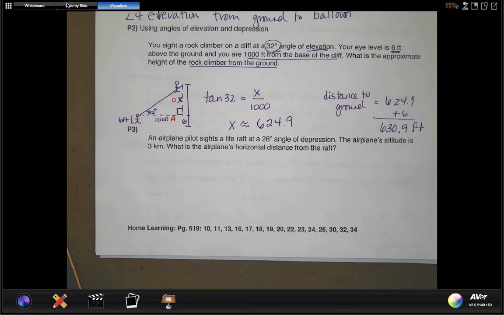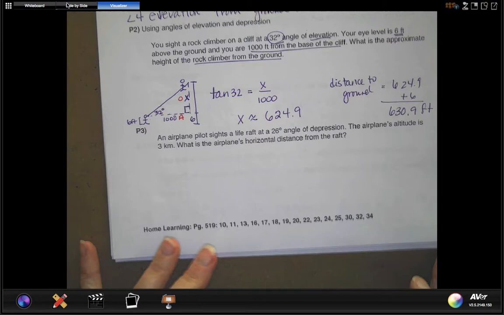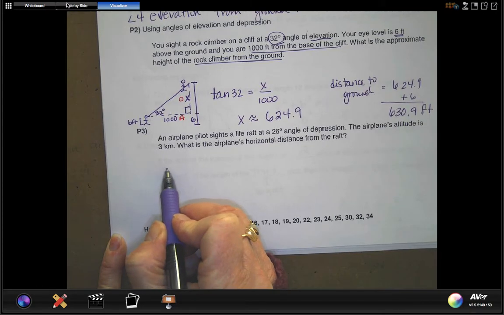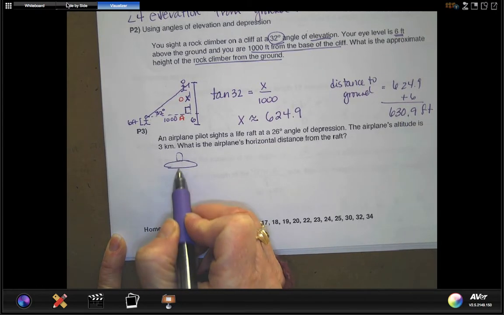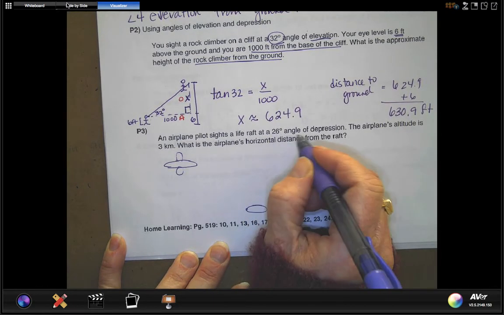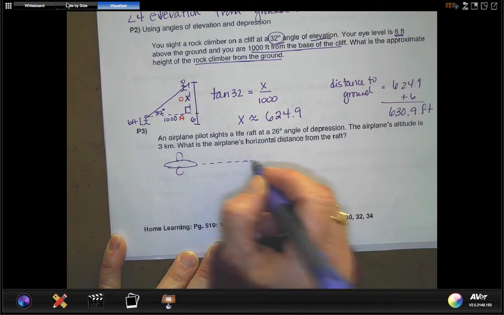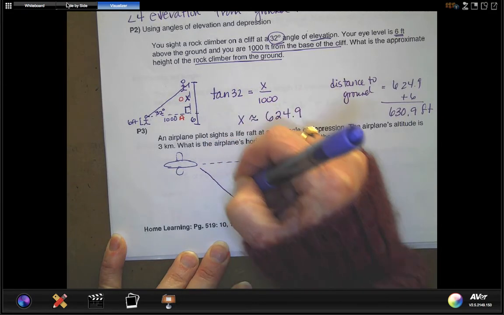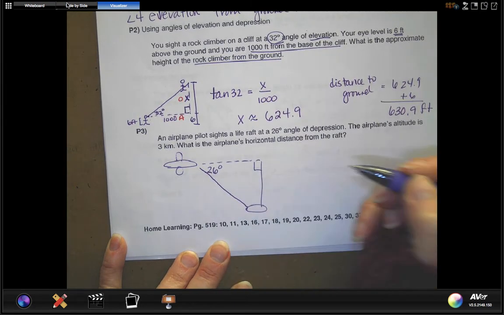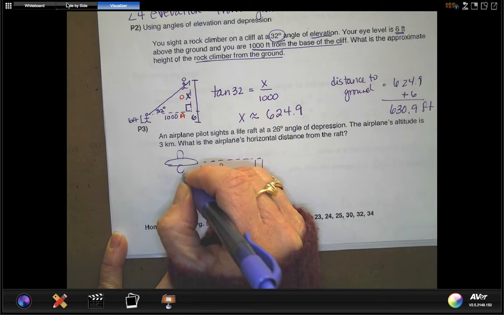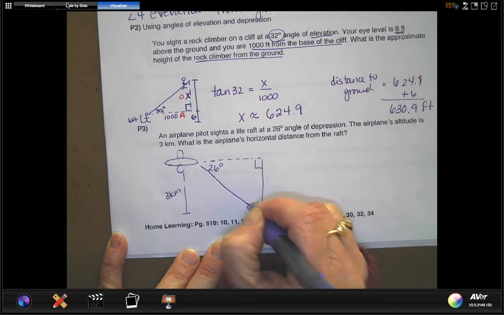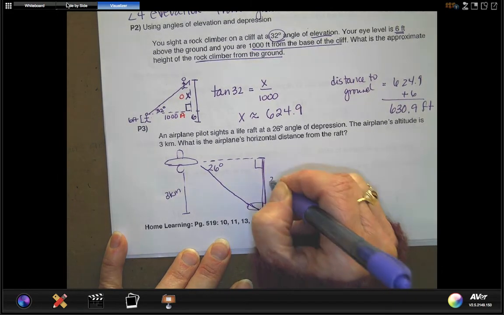Okay, this one. An airplane pilot sights a life raft at a 26-degree angle of depression. So here's my airplane, here's my raft, and it says it's at a 26-degree angle of depression. So there's my horizontal, and this is my 26-degree angle of depression there. Here's my right angle. The airplane's altitude, so the airplane is 3 kilometers off the ground. If you notice here, this distance right here in this triangle is also 3.